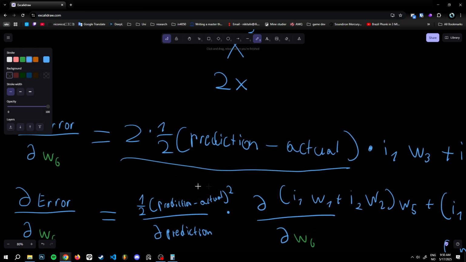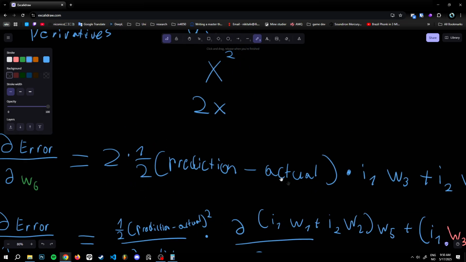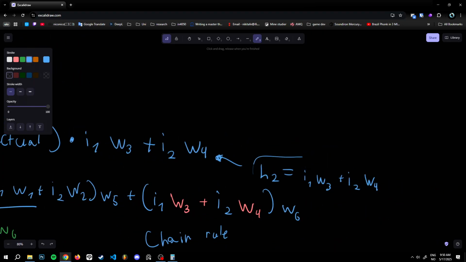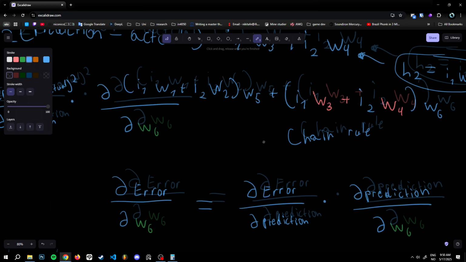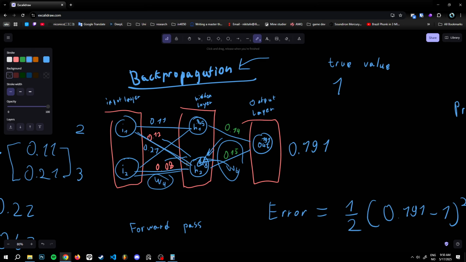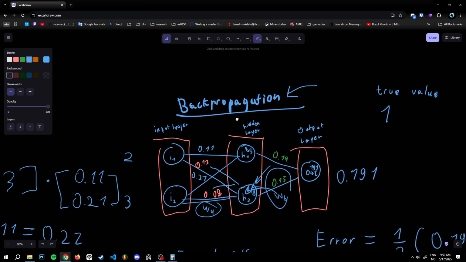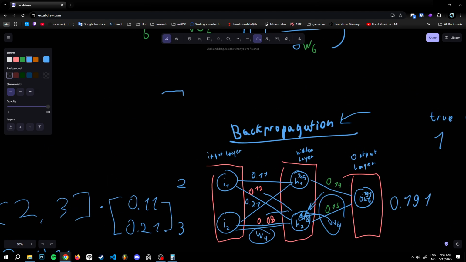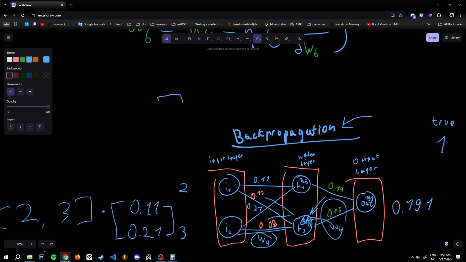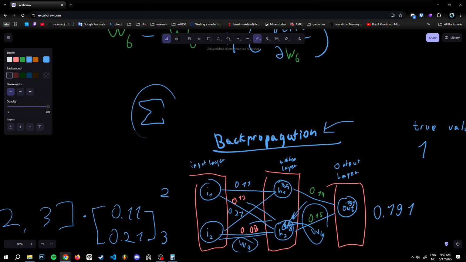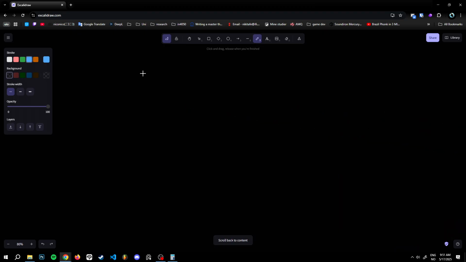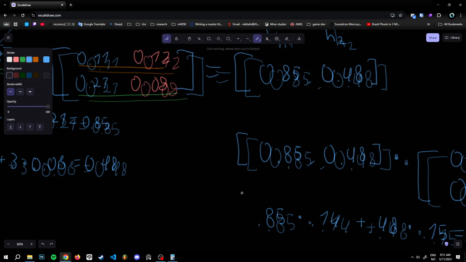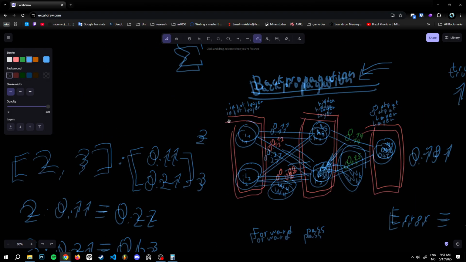Now we know why this is happening. We're taking the derivative, we're calculating it, and then we're taking the h2, which is all these weights summarized. Like this weight and this weight, the sum of these weights. And what is the symbol for sum? This sigma right over here, that's sum. So when we're summing something, we use the sigma symbol. That's why when you see a perceptron, they're going to have this symbol. And that's what it means.